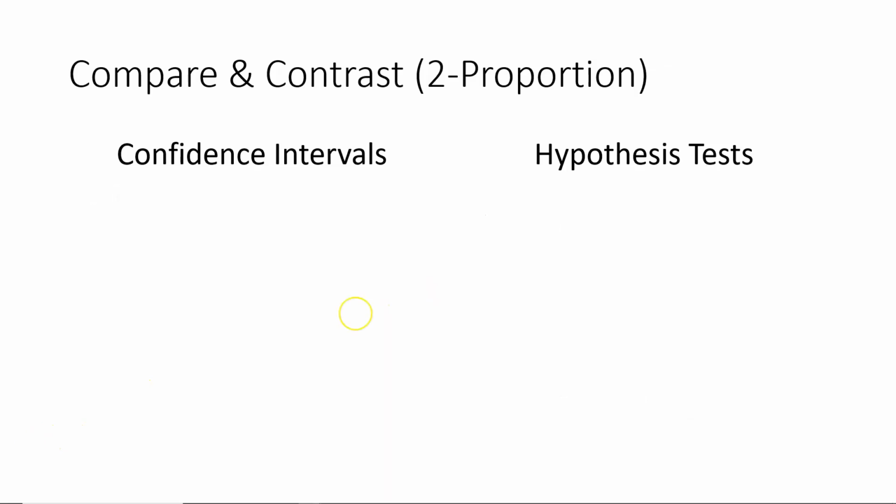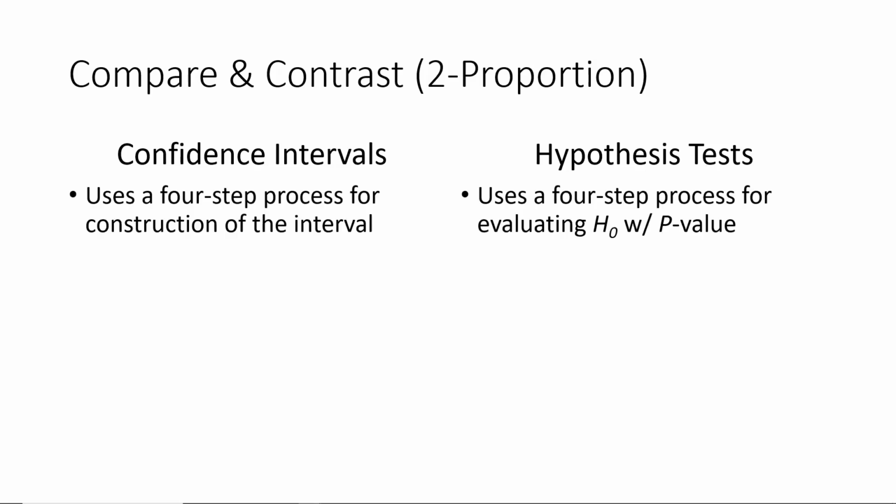tests. So the last thing we want to take note of as we look at the two inferential statistics techniques that we are now going to apply to two proportions is that both of them are going to use the exact same four-step processes that we developed for confidence intervals and hypothesis tests back in Chapter 5.